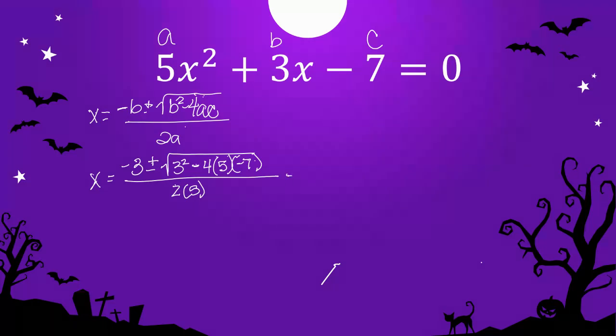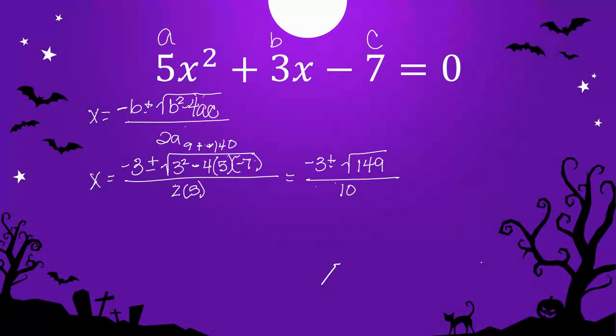Now from here, I need to go through the steps of simplifying. I'm going to start in the square root, and I'm going to simplify stuff. So I'm going to start with 3 squared, which I know is 9. And then I'm going to take 4 times 5 times negative 7, which is negative 140. And 9 minus negative 140 is 9 plus 140, which is 149. And the bottom here, I'm going to take 2 times 5, which is 10.